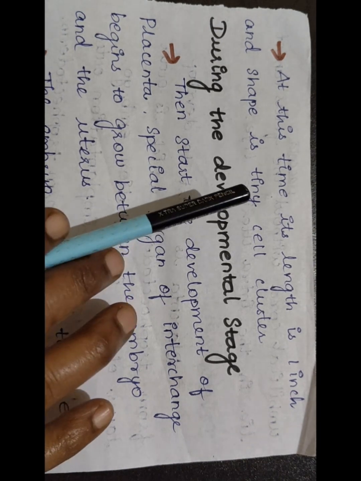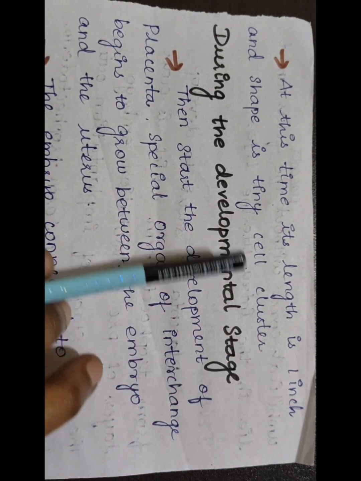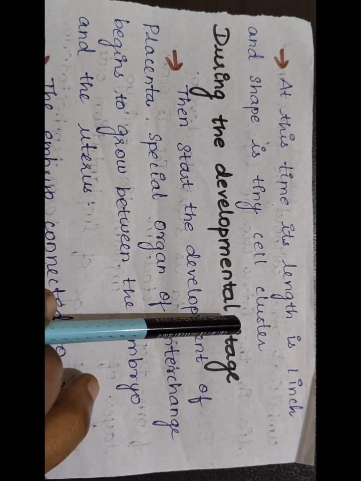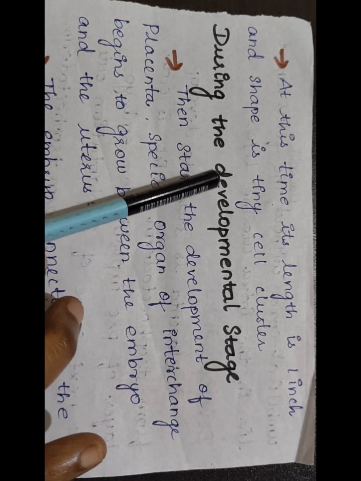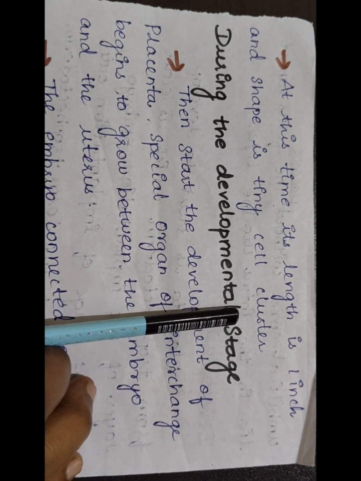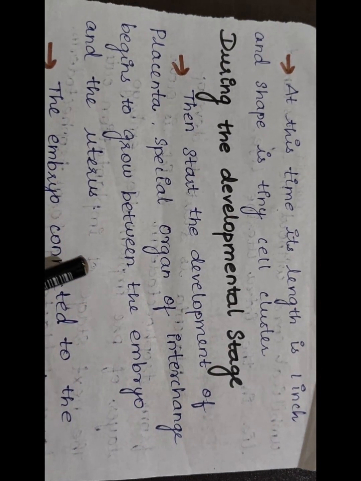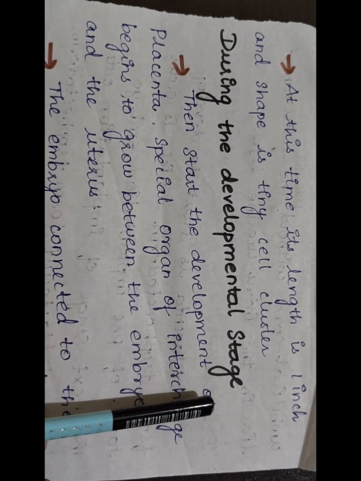At this time, its length is 1 inch and its shape is a tiny cell cluster. During the time of the embryo, the length is 1 inch and the shape is a tiny cell cluster. And next you will see the developmental stage.